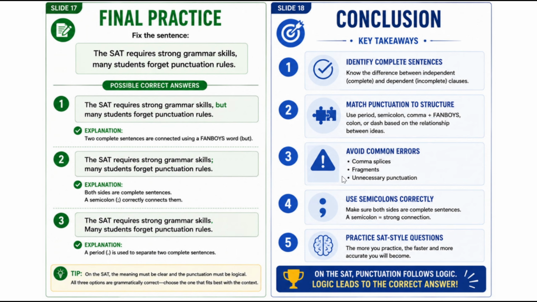Conclusion. Let's summarize today's lesson. Number 1, identify complete sentences. Know the difference between independent, complete, and dependent, incomplete clauses. Number 2, match punctuation to structure. Use a period, semicolon, comma plus FANBOYS, colon, or dash based on the relationship between ideas. Number 3, avoid common errors: comma splices, fragments, unnecessary punctuation. Number 4, use semicolons correctly. Make sure both sides are complete sentences. A semicolon signals a strong connection. Number 5, practice SAT-style questions.